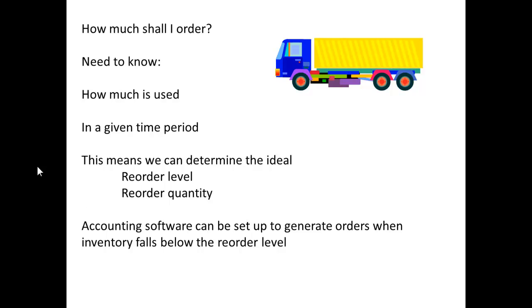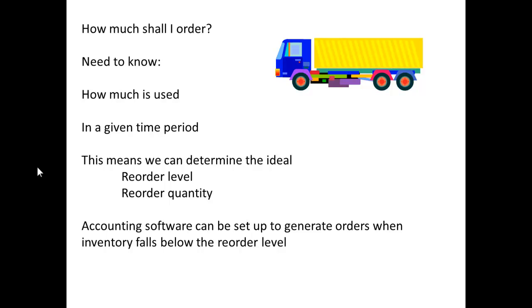So, how much do we order? Well, we need to know how much is used, and we need to know obviously how much is used in a given time period. And if we do that, then we can determine the ideal reorder level and the reorder quantity. Reorder level means the level below which we shouldn't let inventory fall. So once the inventory reaches that level, then we should order some more. And then of course the reorder quantity is how much we order.